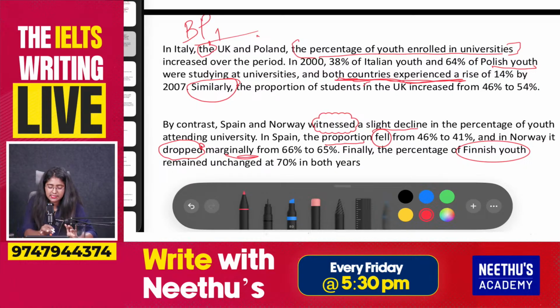By contrast, that is one phrase we learned. Spain and Norway witnessed, that is a new word we learned, a slight decline, marginally, in the percentage of youth attending the university. In Spain, the proportion fell from 46 to 41, and in Norway it dropped marginally from 66 to 65. Finally, the percentage of Finnish youth remained unchanged at 70% in both years. So I hope it's clear to you.